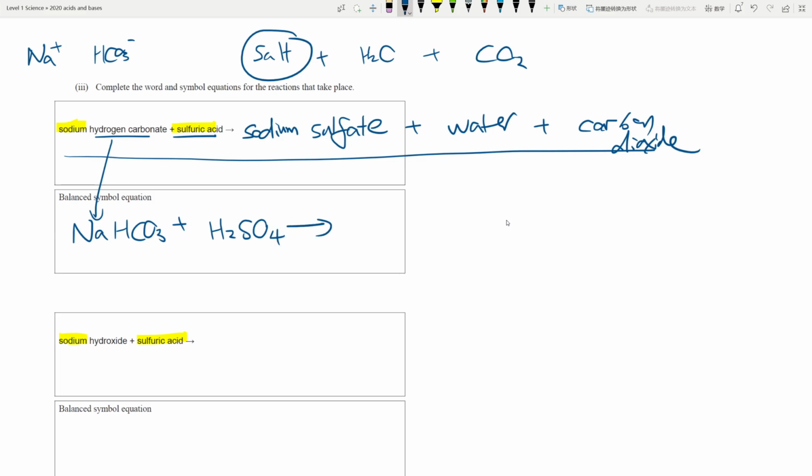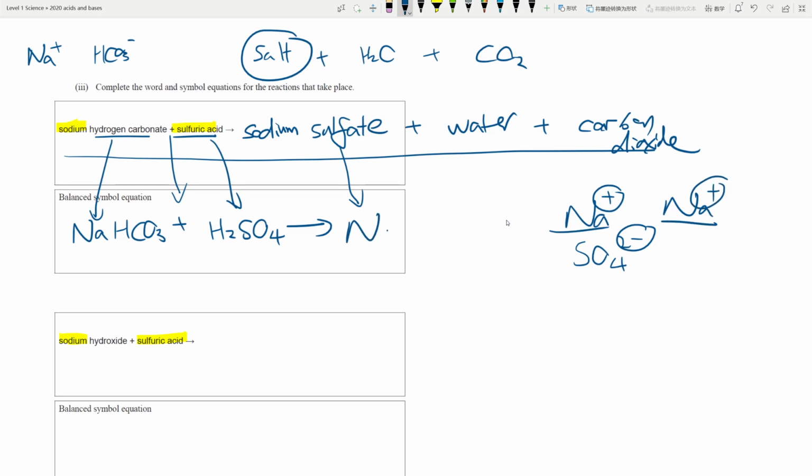Then we make, so can you see, this is just literally translation. See the plus signs and everything gets carried forward because they are the same thing. Sodium sulfate: sodium is Na+, sulfate is SO4 2-. So this is plus 1, this is 2 minus. I need another Na+ to balance the charge. So I've got 2 Nas, so this is going to be Na2SO4 plus water plus carbon dioxide.